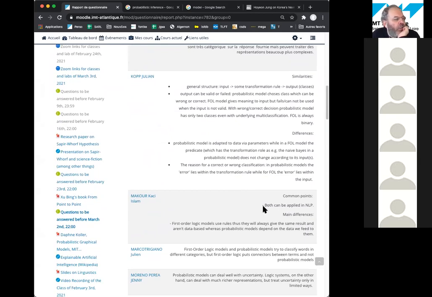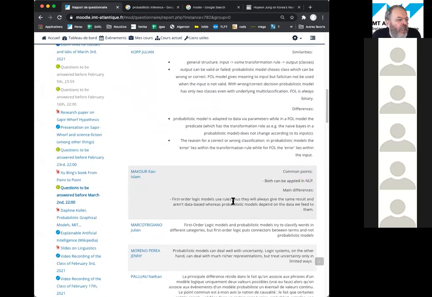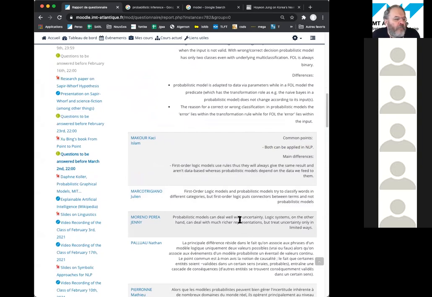Some are cheating, like Makur says common points, both can be applied to NLP. Okay, this is a common point, but it's really not the main common point. You all seem to confuse probabilistic models with the concept of probability.